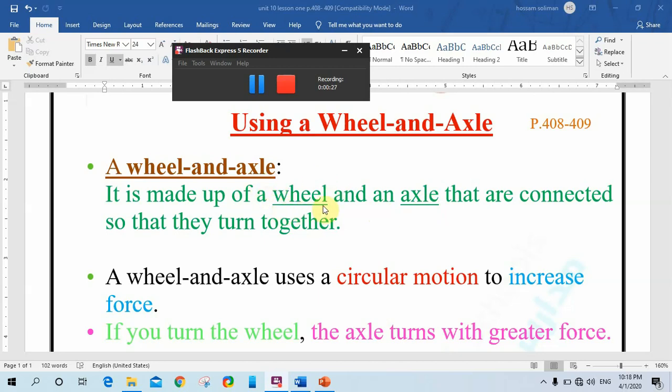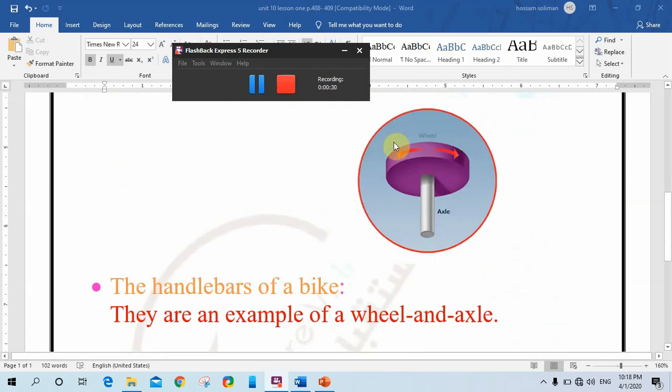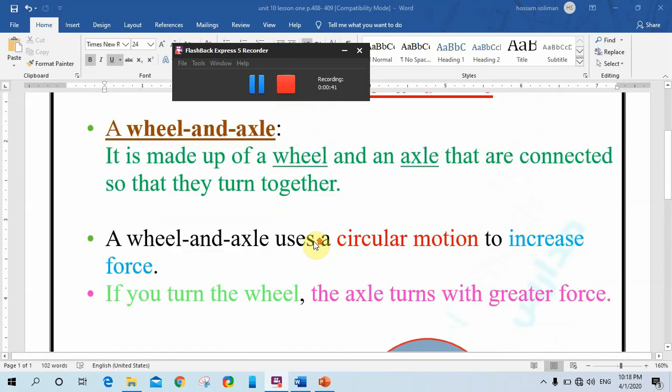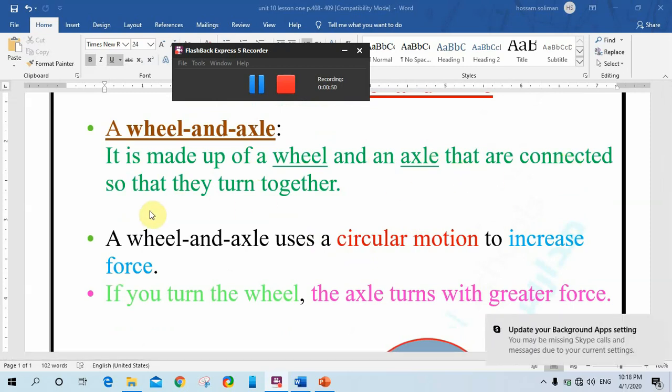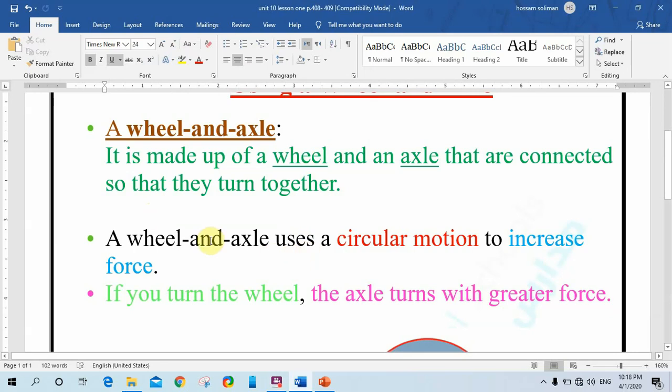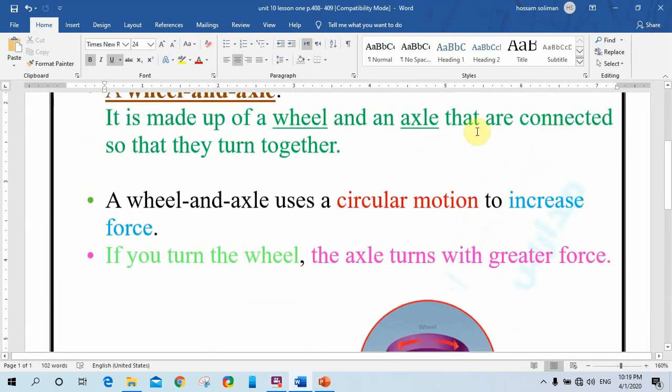So we have a wheel like this in purple color and the axle, each of which is connected together. So it's made up of a wheel and axle that are connected so that they turn together. So when the wheel turns, the axle turns with it because they are connected together.